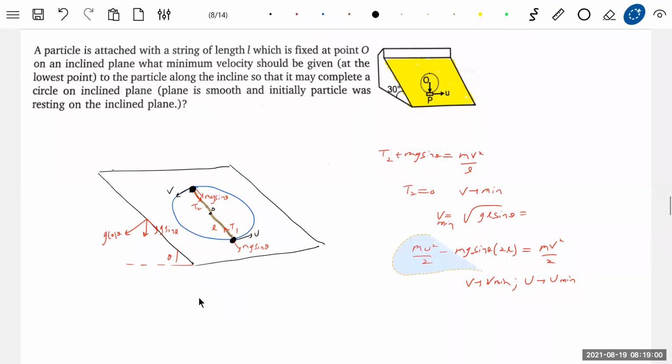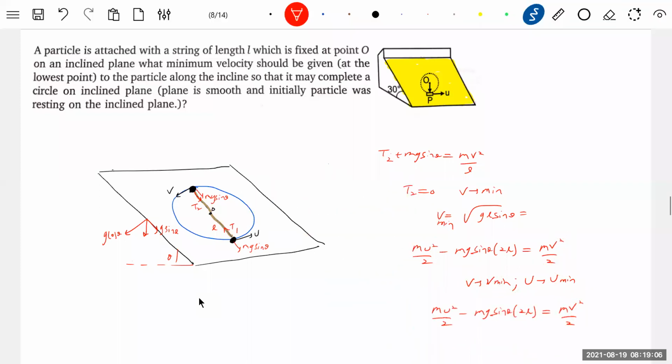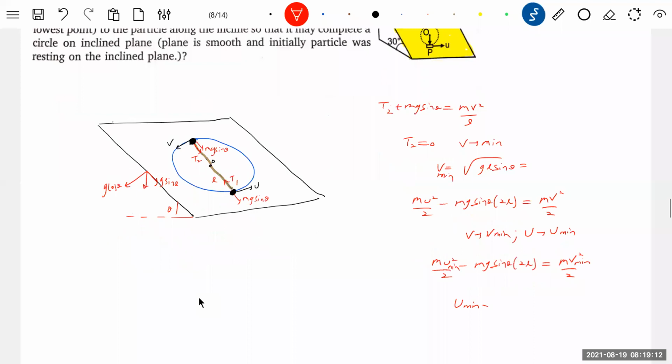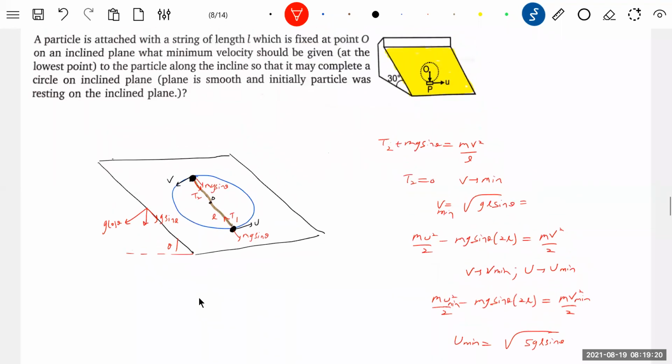Solve this now. I think only instead of g, now g sin theta has come. Most troublesome students will start thinking something big. So after solving this, it is the same vertical circular motion we are analyzing on an inclined plane.